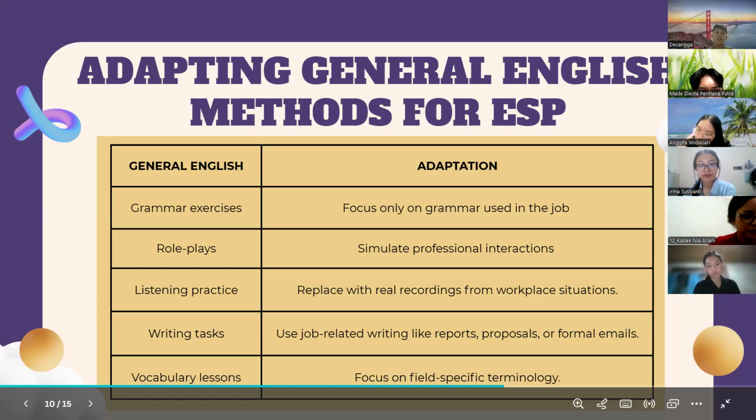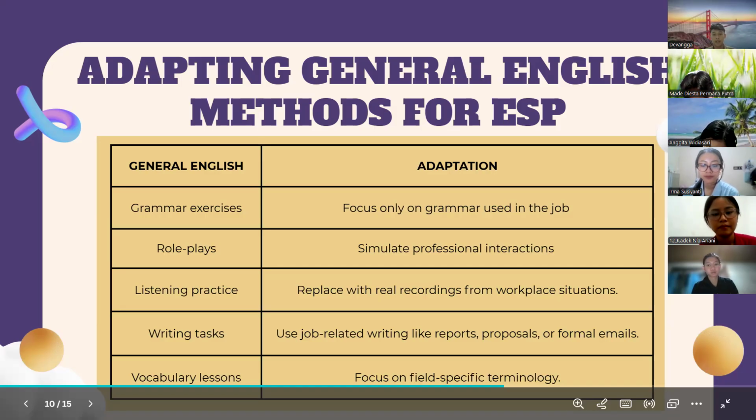listening practice. General English might use everyday conversation. In ESP, the teacher replaces them with real recordings from the workplace, such as client interviews, safety briefings, or staff meetings. And for writing tasks, general English might include writing stories or personal letters. In ESP, the focus is on job-related writing like reports, proposals, or formal emails used in professional communication.